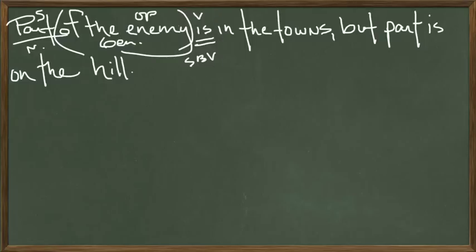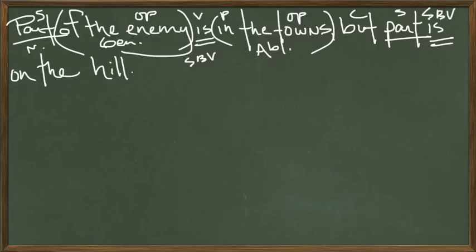Where do they exist? They exist in, preposition, in what? Towns, object of the preposition, in the towns, prepositional phrase, ablative case, but, conjunction, but what? But part, subject of the second sentence, it's an independent clause down here, but part is another state of being verb. Part of the army exists where? On, preposition, on what? Hill, object of the preposition, on the hill, prepositional phrase, ablative case. And then, since Latin doesn't have any article adjectives, we'll simply eliminate the article adjectives.